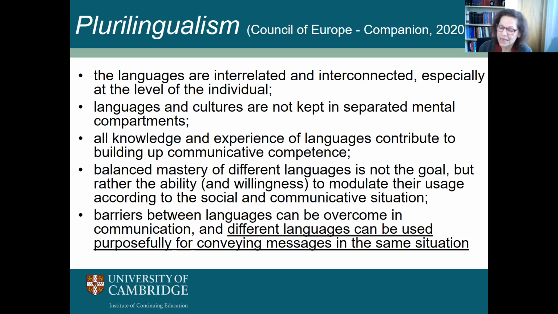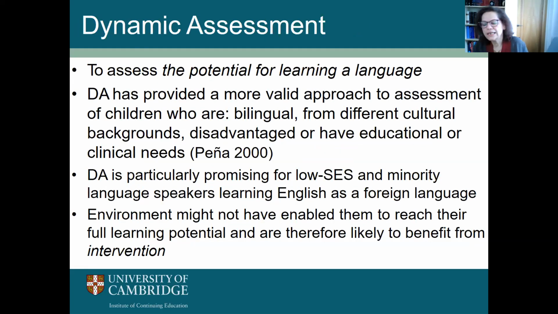But what we need is mastery of skills that would be sufficient and necessary for communication to happen in the appropriate context and social conditions. Most importantly, barriers between languages can be overcome in communication. And this important message is that different languages can be used purposefully for conveying messages in the same situation. That brings back the notion of mediation and how the first language can actually support teaching, learning, but also assessment of the second language.